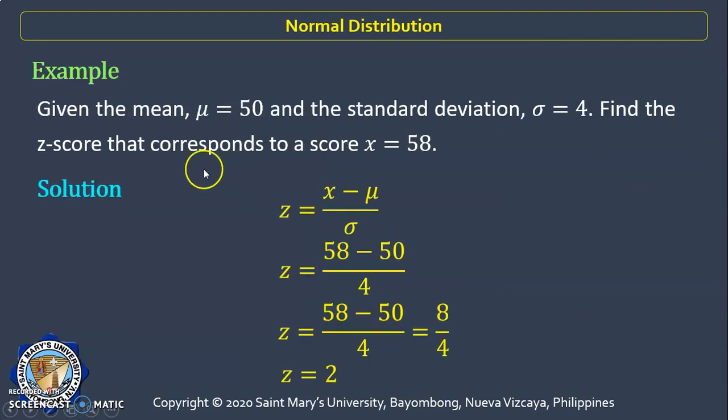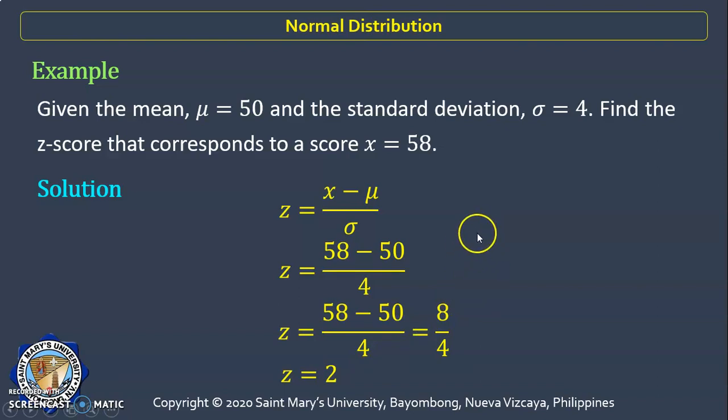So say for example, given the mean equals 50 and the standard deviation of 4, find the z-score that corresponds to score x equals 58. Using the formula, z equals x minus mean divided by standard deviation. Just substitute all the given. So the raw score is 58 minus the mean 50 divided by standard deviation of 4. 58 minus 50 is 8, divided by 4, 2. So the z-score is 2, meaning to say the raw score of 58 is 2 standard deviation units above the mean.